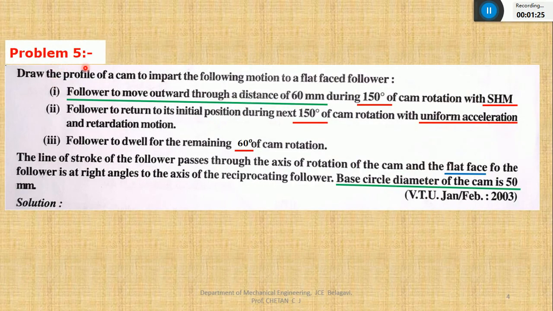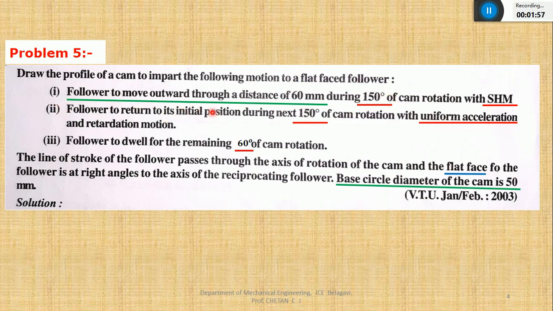So problem number 5. First, I'll read all these given statements. Draw the profile of a cam to impart the following motion to a flat-faced follower. So clearly it is mentioned in the problem, the type of follower is a flat-faced follower. First you need to confirm whether it is a knife edge or a roller type or a flat-faced. And it is confirmed the type of follower given is a flat-faced follower. And they are given the 4 angles.